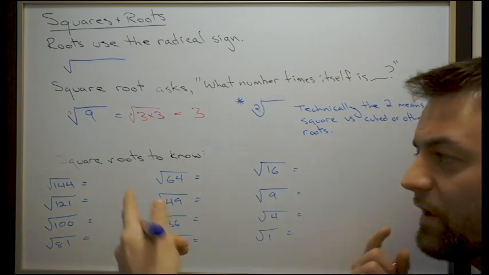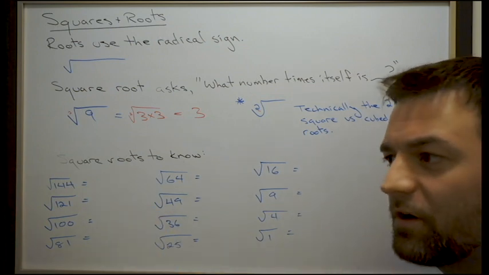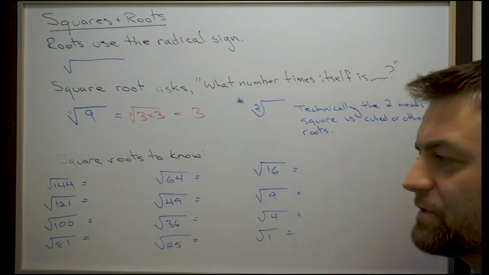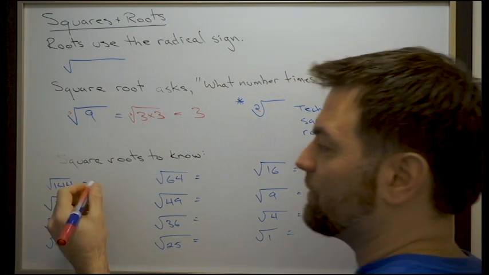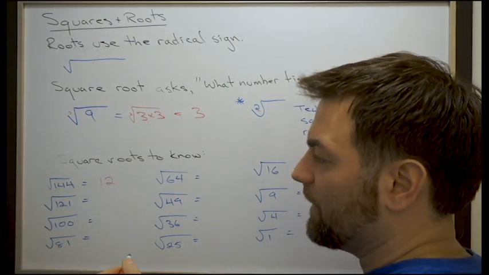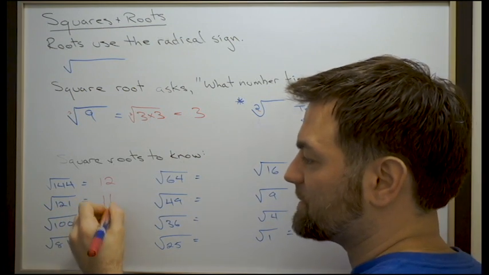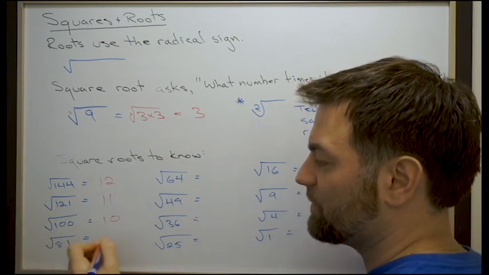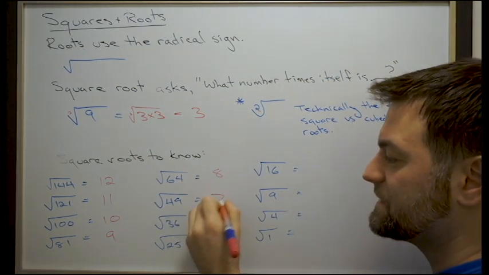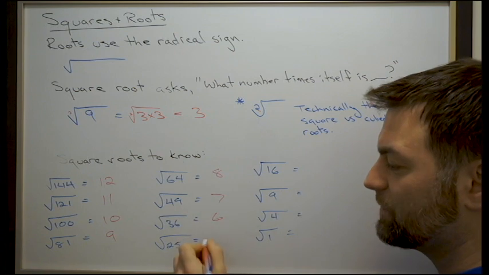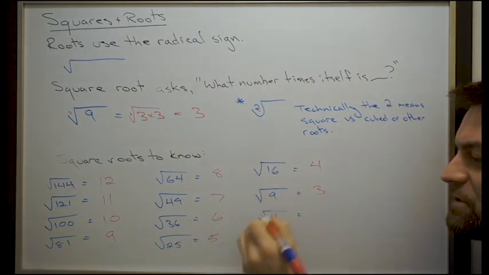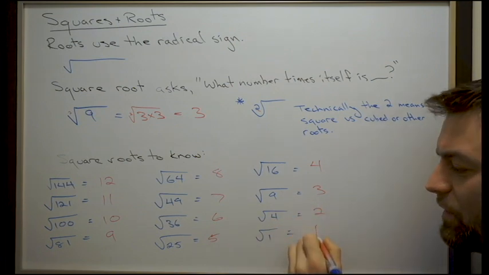Something that you should know, again, is the inverse of our perfect square chart. We have the square roots of these perfect squares. So 144, the inverse of that is 12. The square root of 144 is 12, the square root of 121 is 11, the square root of 100 is 10, the square root of 81 is 9, the square root of 64 is 8, the square root of 49 is 7, the square root of 36 is 6, the square root of 25 is 5, 16 is 4, the square root of 9 is 3, the square root of 4 is 2, and the square root of 1 is 1.